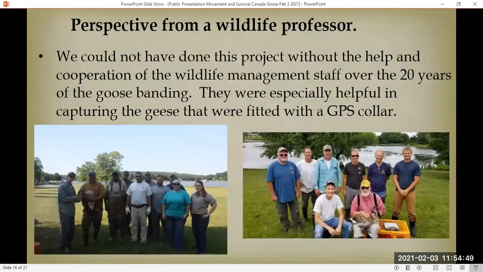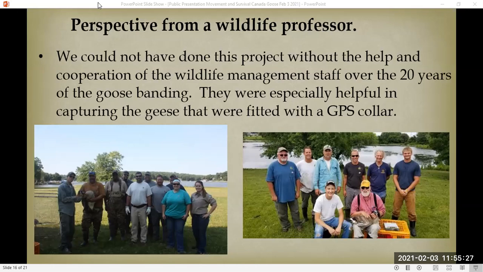I first wanted just to echo what Orin said about the cooperative nature and how well this project worked. It was a great project between us at Iowa State and Iowa DNR, and we couldn't have done the project without the help of the management staff over the 20 years of the goose banding. As Orin said, they have banded between 3,500 and 4,000 geese a year, and that was critical. And they were also critical for helping us to fit the GPS collars that Orin described.